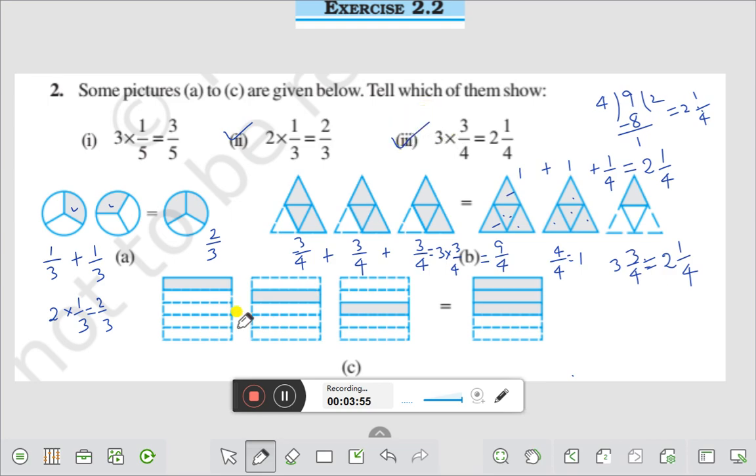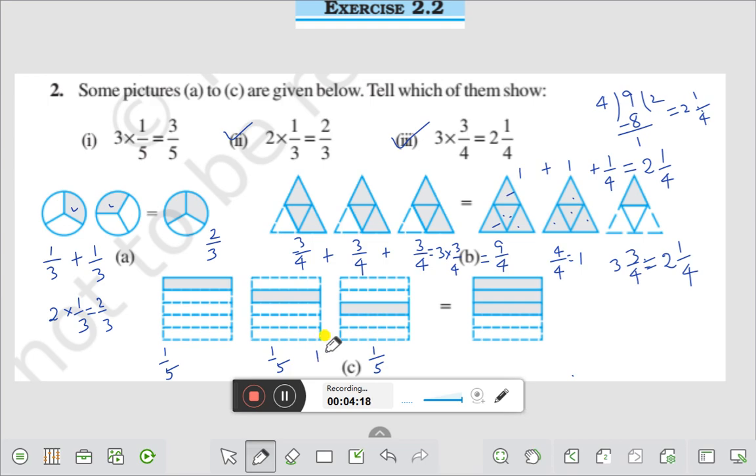Right? Now this one I see 1, 2, 3, 4, 5. Out of 5 parts, 1 part is shaded, therefore it is 1 by 5. Here also 1, 2, 3, 4, 5. Out of 5 parts, 1 part is shaded, that is 1 by 5. And here also 1, 2, 3, 4, 5. That is 1 part is shaded, that is 1 by 5.